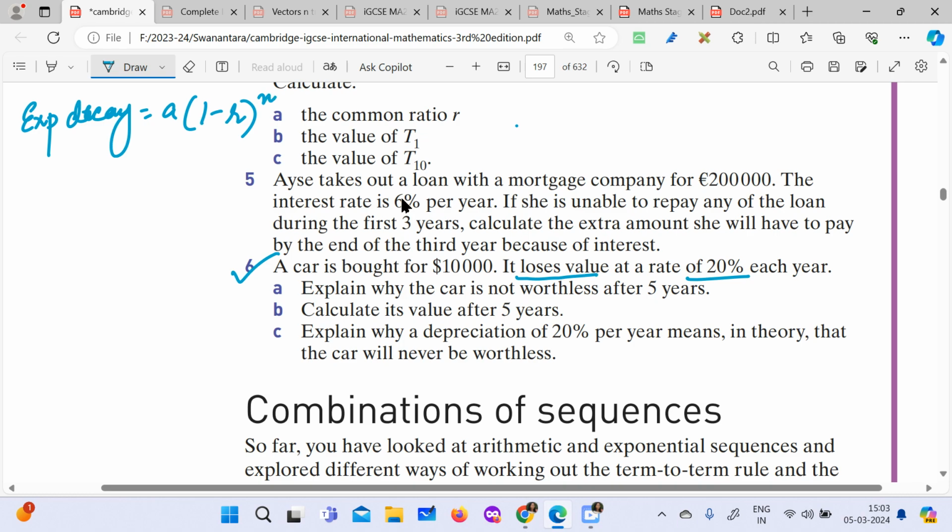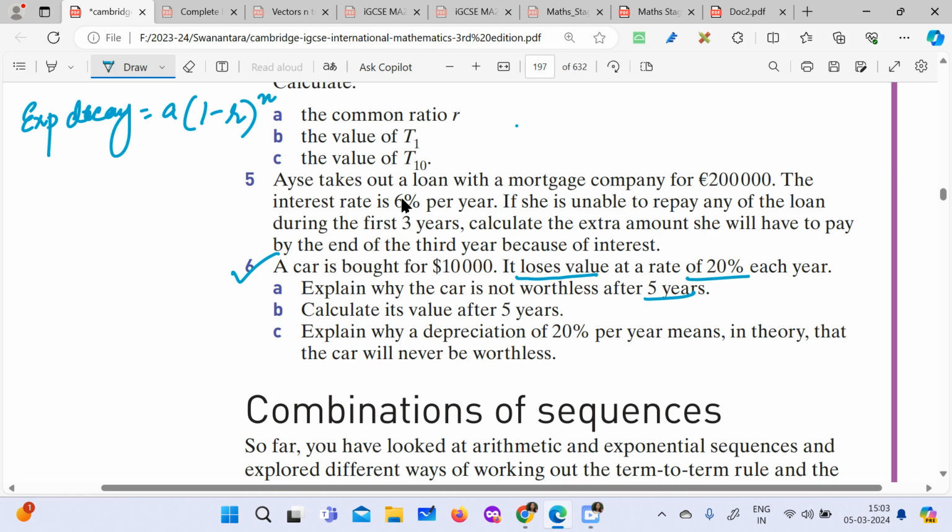Yeah, very good. So, explain why the car is not worthless after 5 years. Okay. So, first thing is, even though the price is decreasing, still the car will not be worthless, right? It will have some value, isn't it? Yes. So, I will tell you how.